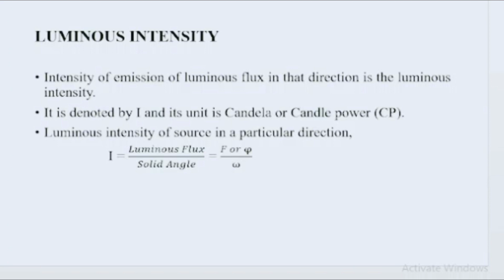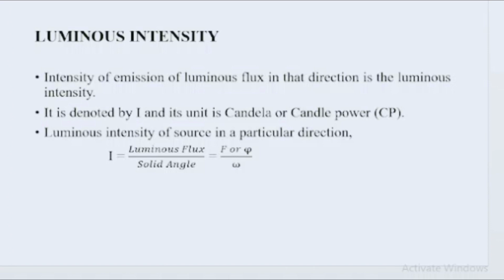Or else we can say it as the luminous intensity of a source in a particular direction, where luminous flux is divided by the solid angle. So luminous flux is denoted by F. Solid angle is denoted by omega. So I equals F by omega. This is the luminous intensity.